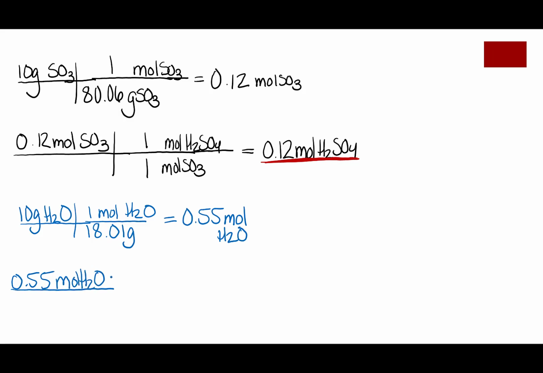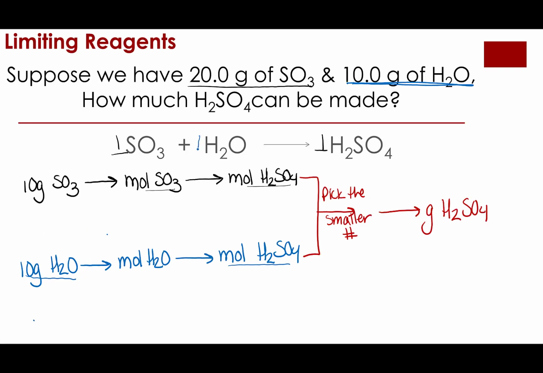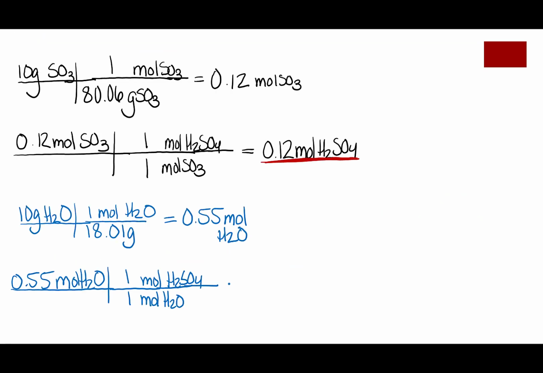All right, and then moles of water on the bottom, moles of sulfuric acid on the top. And looking back at the balanced chemical equation, again, everything's a 1-to-1 ratio. So 1 and 1. So we get 0.55 moles of H2SO4. Okay? And here's the moment where we pause. Okay? So now, limiting reagent. Which of the reactants limits us from making more?